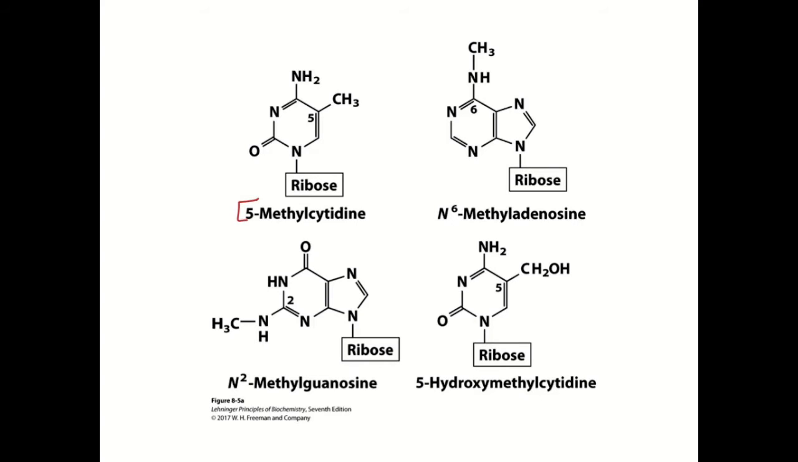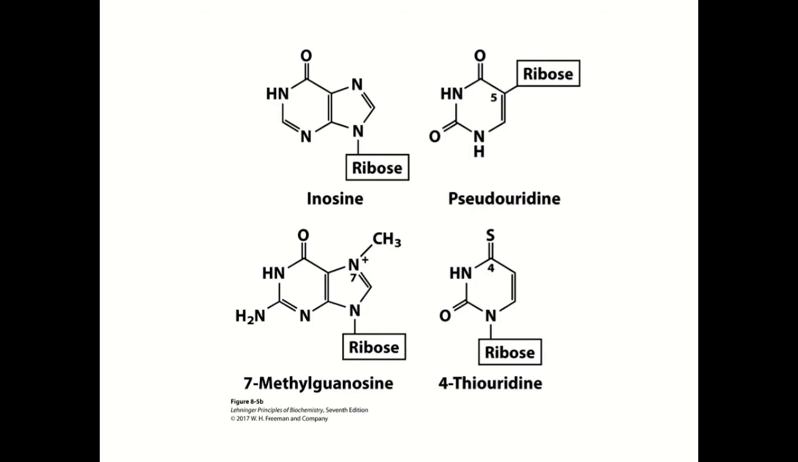5-methylcytidine occurs in the DNA of animals and higher plants. N6-methyladenosine is found in bacterial DNA, and 5-hydroxymethylcytidine is found in the DNA of animals and of bacteria infected with certain bacteriophages.